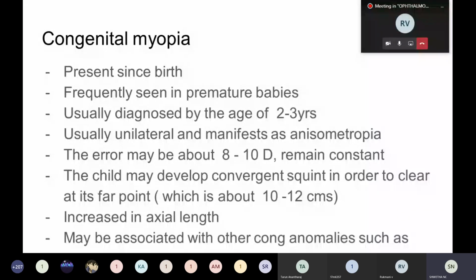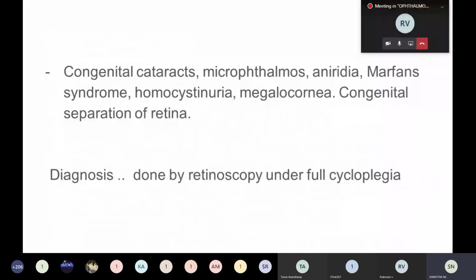And the child will have a convergent squint in order to see clearly at its far point. The far point means the farthest object which we see clearly. So the child will develop a convergent squint in order to see clearly at its far point, which is about 10 to 12 centimeters. Here you see there is increase in the anteroposterior diameter of the eye, that is the axial length, and sometimes it is associated with other congenital abnormalities like congenital cataracts. It may be microphthalmos, aniridia, Marfan syndrome, homocystinuria, megalocornea, congenital detachment of the retina. So many conditions the child may have associated.